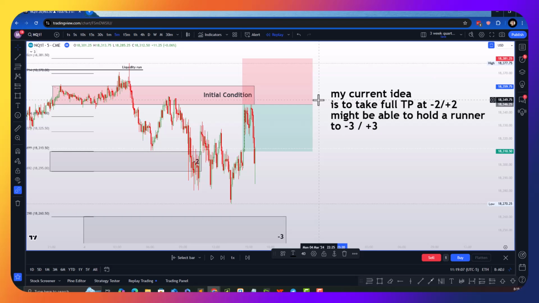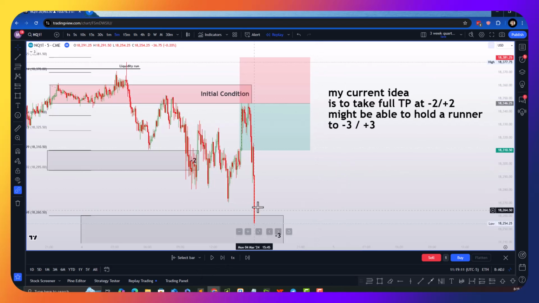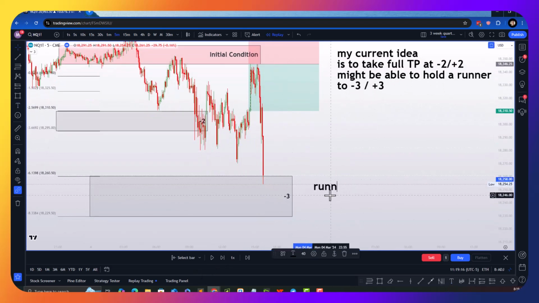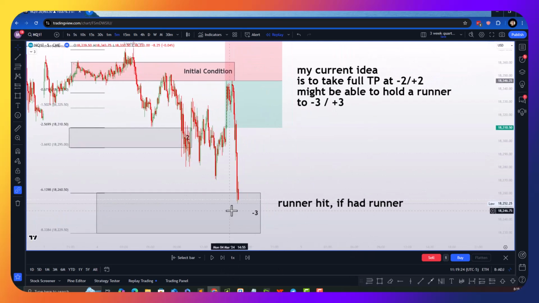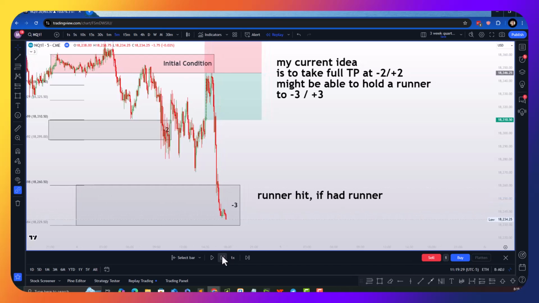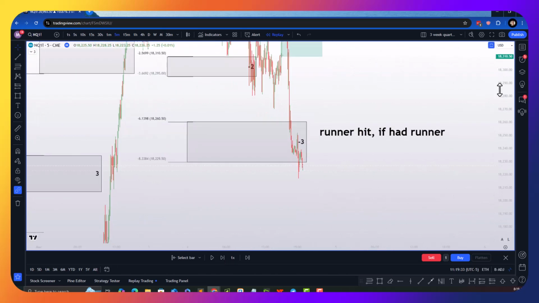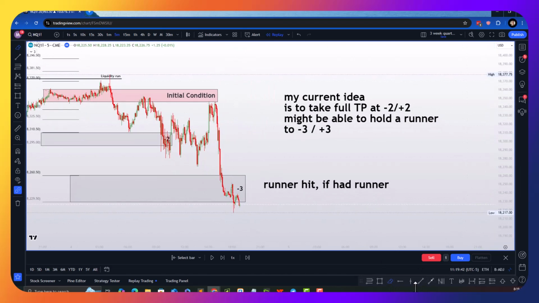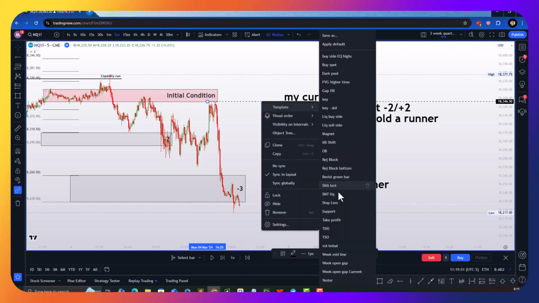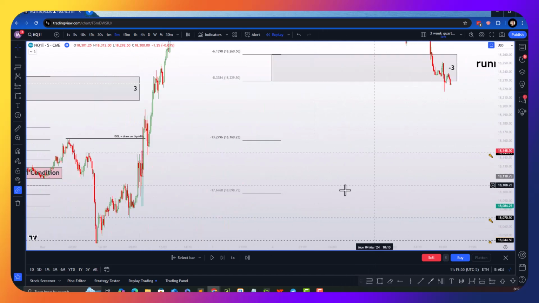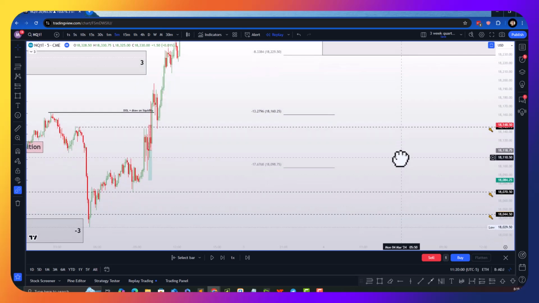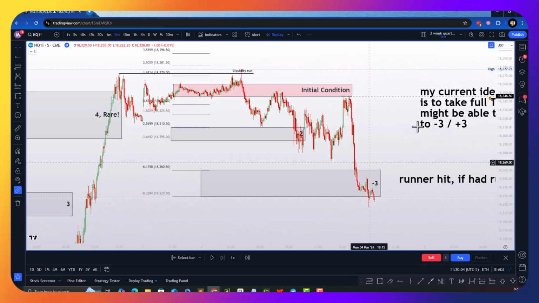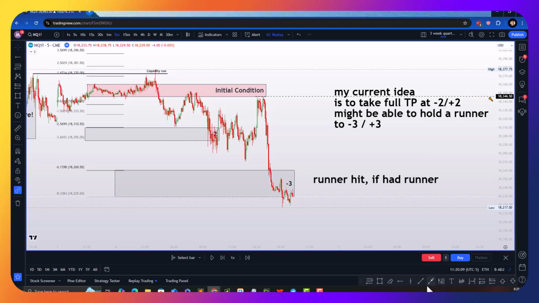So here I'm just explaining in writing that -2 and +2 are the easy reaches, and then +3 and -3 are typical extensions. -3 could be the low for the day, and then -4 is a really rare move. But if you have one runner, you can wait for that, or you can exit if there's a nice powerful close in or above the -2 area.